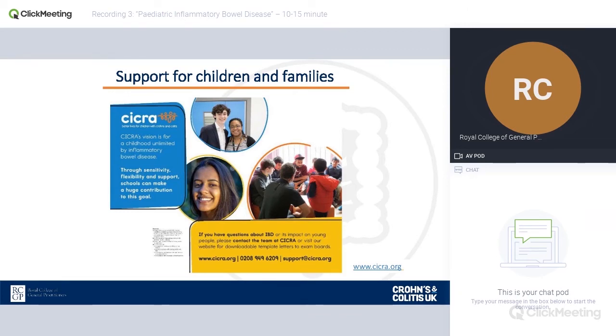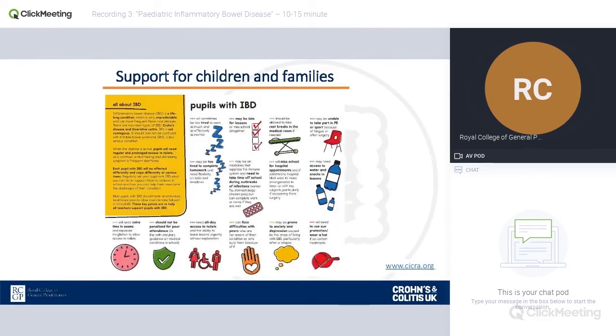So the charity CICRA, C-I-C-R-A, their website, just CICRA.org, is absolutely fantastic for this. They provide resources and information and help and support for us as healthcare professionals and for children and families. They have forums, they run events, they're really supportive as well. There's good guidance in there for schools, so they can help those of us that have schools nearby with children with IBD to support them and help them achieve their academic potential, which this next slide does talk about again as well.